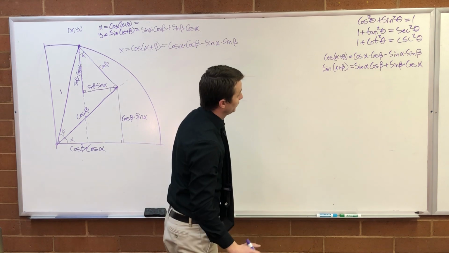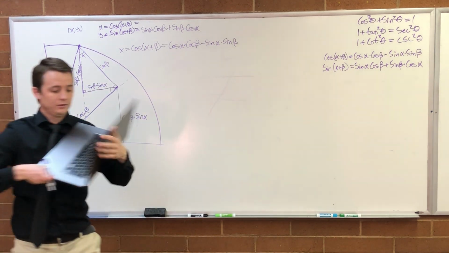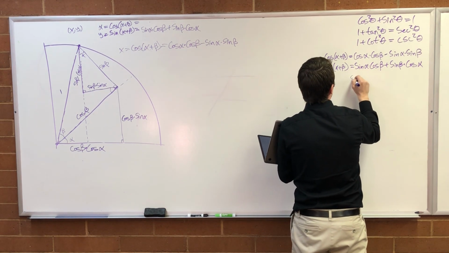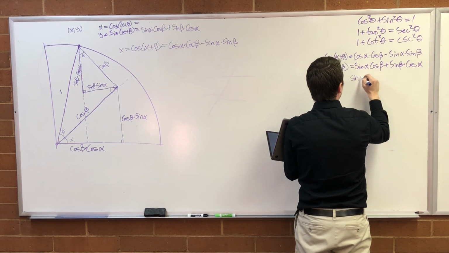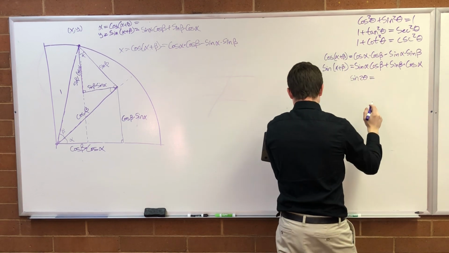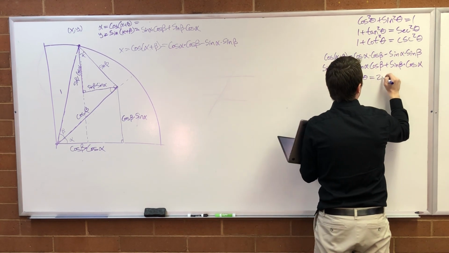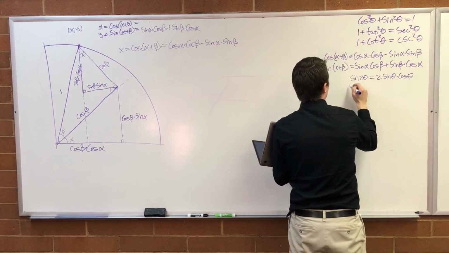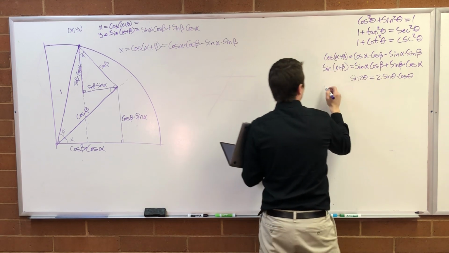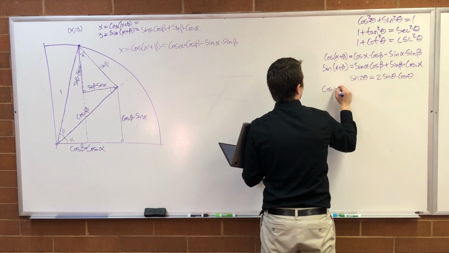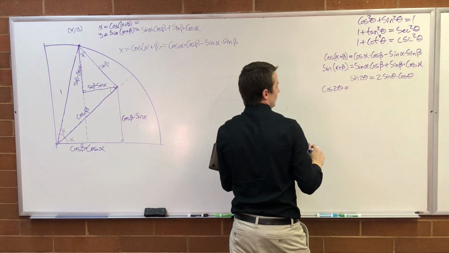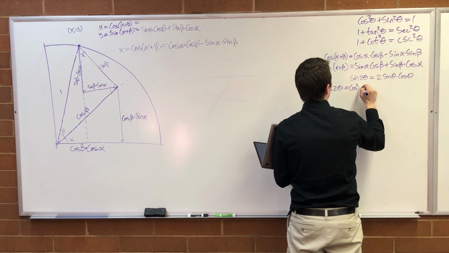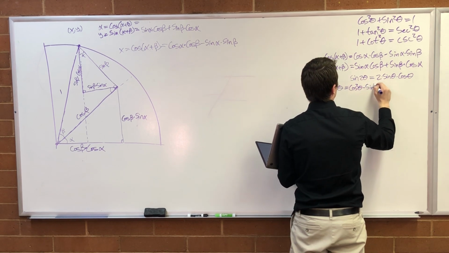So your next proof is going to be that, let's just write these up here real quick. We're going to prove that sine of 2 theta is equal to 2 times sine of theta times cosine of theta. And I'm going to prove that cosine of 2 theta actually has a couple of equivalents. Cosine of 2 theta is equal to cosine squared of theta minus sine squared of theta.